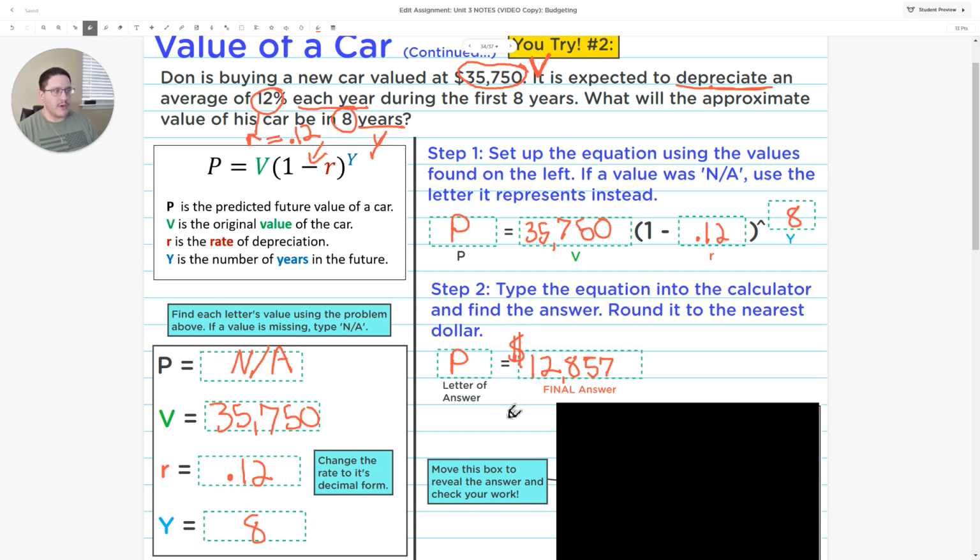The car will depreciate from $35,750 to $12,857 after 8 years at 12% each year. That's the final answer for you. Try number 2.